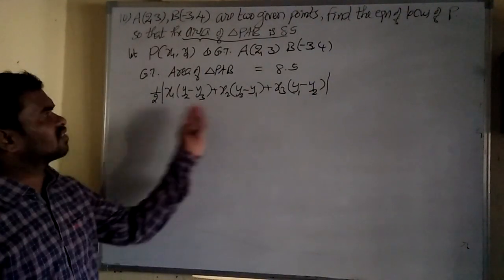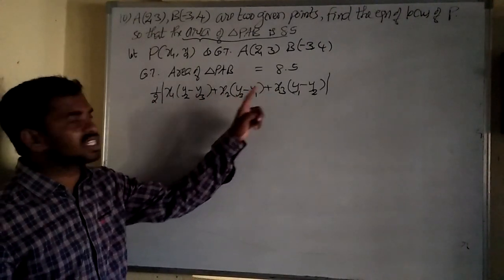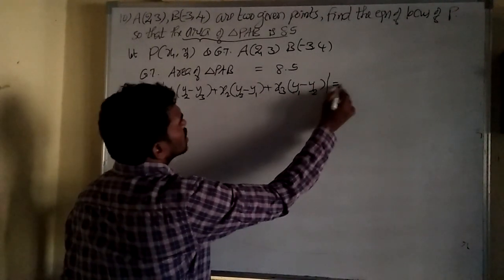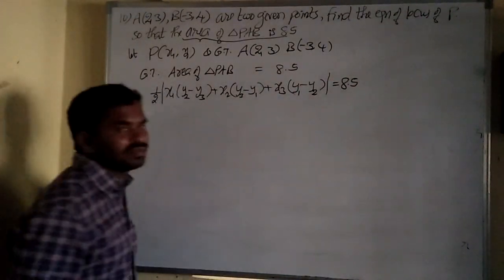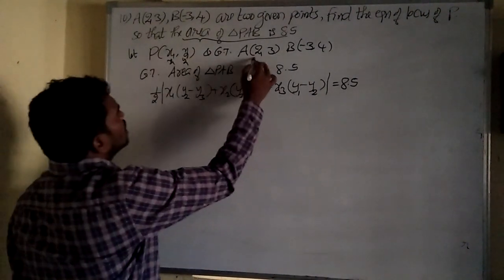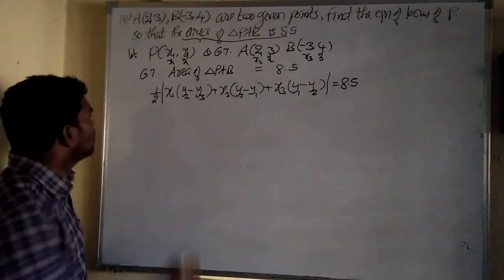So this is the area of triangle formula: half into x1 into (y2 minus y3) plus x2 into (y3 minus y1) plus x3 into (y1 minus y2). Modulus is important. And is equal to 8.5. Now substitute. This is x1 y1, no change. This is taken as x2 y2, this is taken as x3 y3, and substitute wherever given.